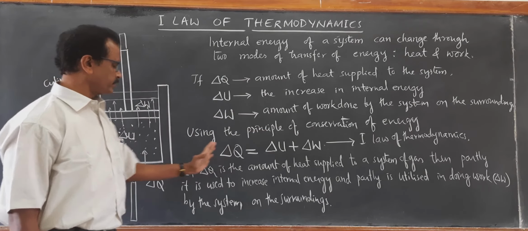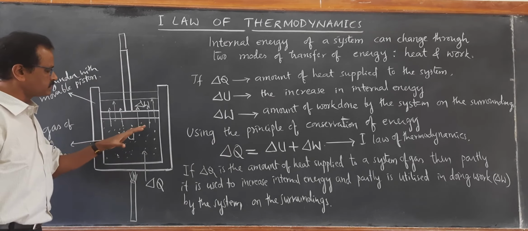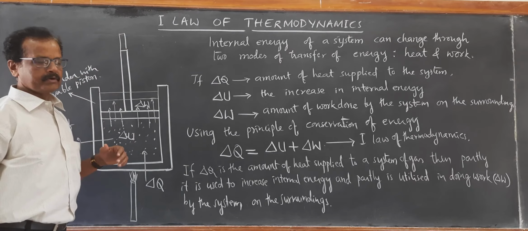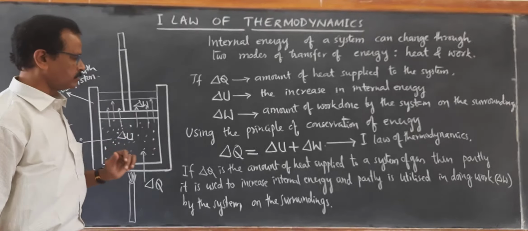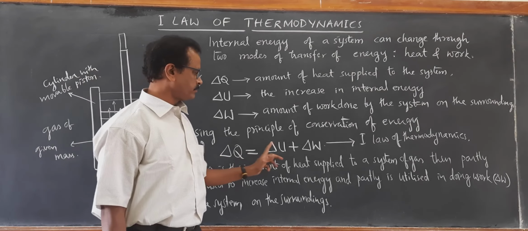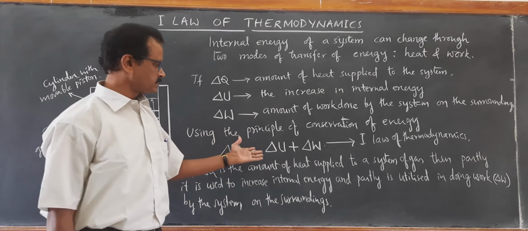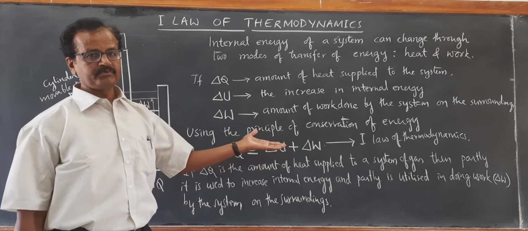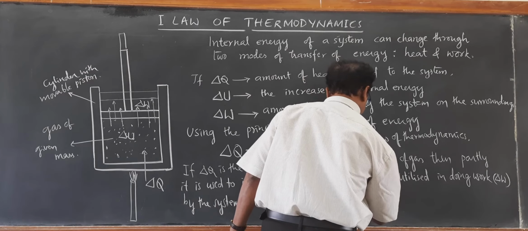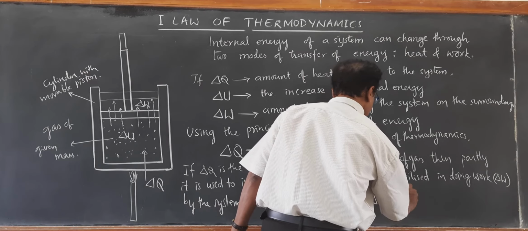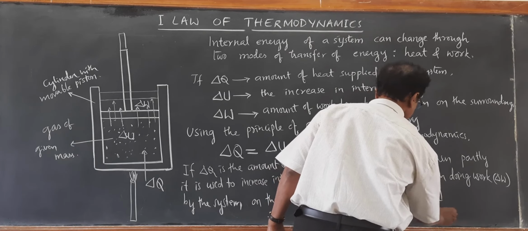Heat supplied, delta Q, is utilized in increasing the internal energy plus work done by the system on the surroundings in pushing the piston outwards. So this is how we relate heat supplied with internal energy and work done. So from this we can write the value of internal energy: delta Q minus delta W gives us the increase in internal energy.